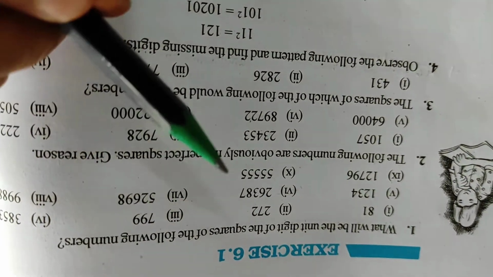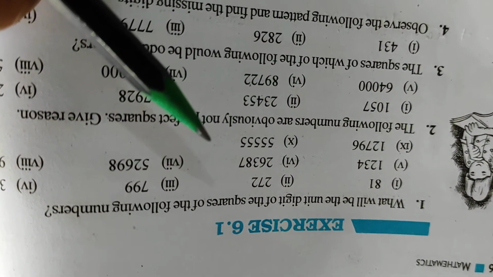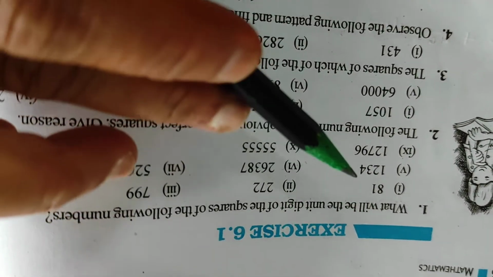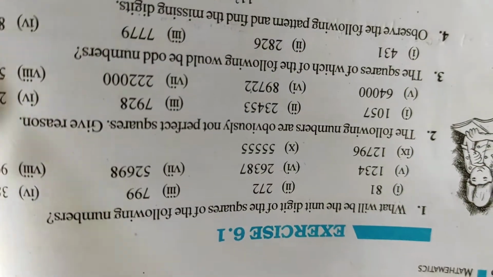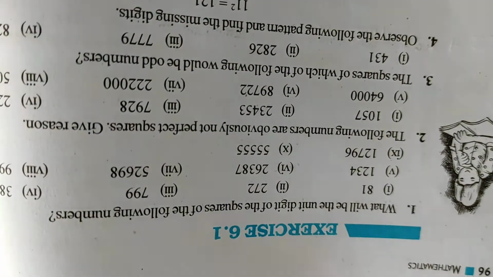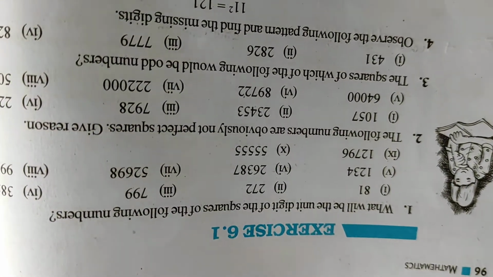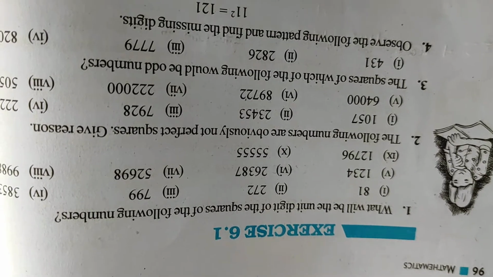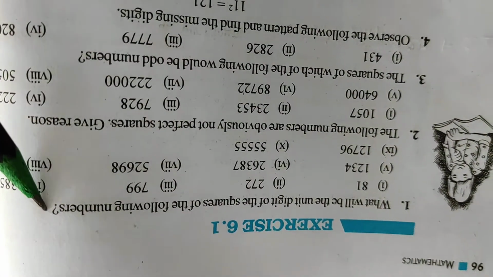No need to remember so many properties, because sometimes you will not be able to keep them in your mind. So in this way, you multiply the last digit by itself and you will get the answer. What will be the unit digit of the square of the following numbers? Column wise, what will you write here? You will write the questions and divide the page into columns, that means numbers and unit digit.